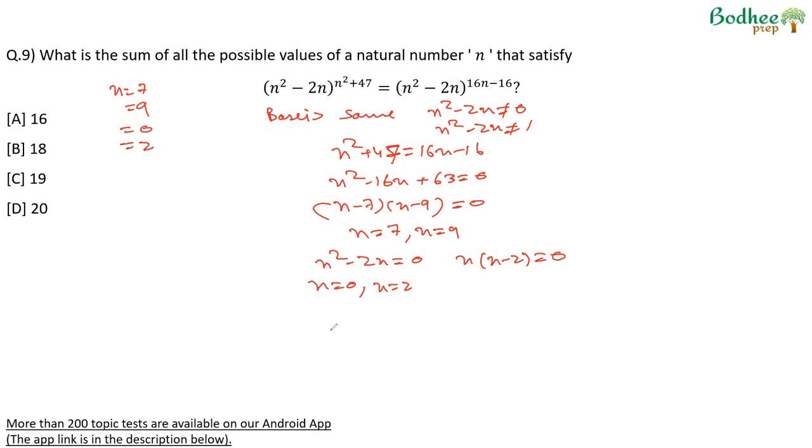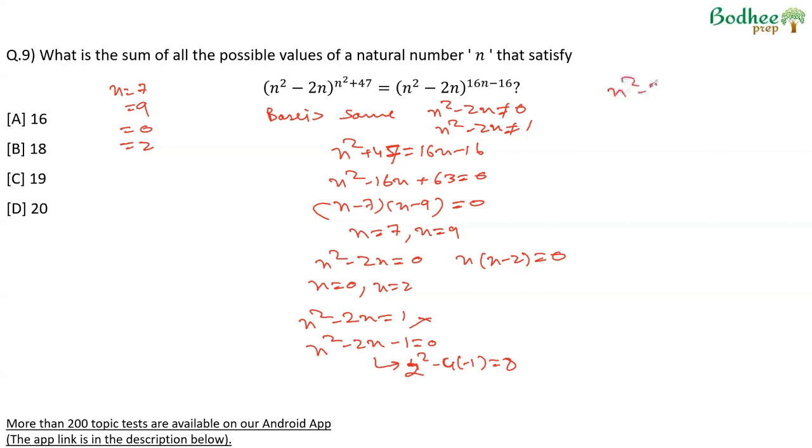If we have n square minus 2n is equal to 1, which means n square minus 2n minus 1 is equal to 0. B square minus 4ac would be 2 square, 4 plus 4, which is 8. Now this will not give us a natural value of n. So the root of b square minus 4ac will not be natural, so no solution here.